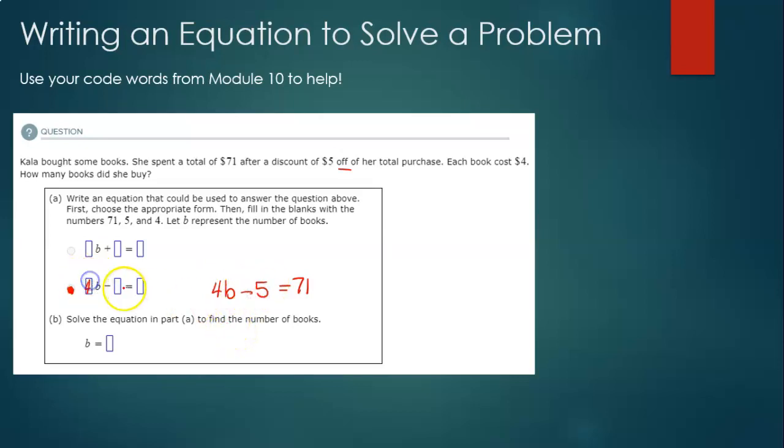So this should have been 4b minus 5 equals 71. And then to get the number of books, we're going to solve that. So I'm going to go over here to the side. I'm going to add 5 to each side, so 4b equals 76. We're going to divide both sides by 4. The 4's cancel out. 76 divided by 4 becomes 19. So she bought 19 books to spend a total of $71.